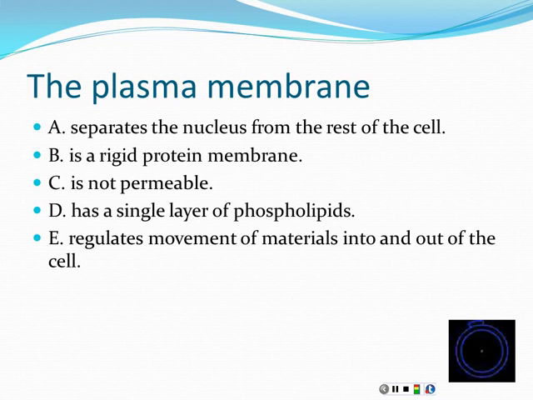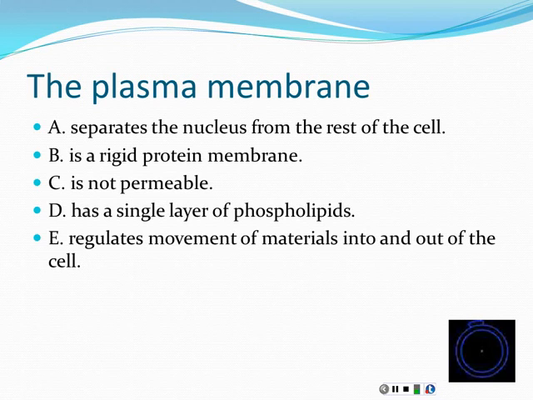All right, I'm going to close it out so we can go on. Okay, so the plasma membrane. So A, separates the nucleus from the rest of the cell. There is a membrane that does that, but it's not the plasma membrane. That's the nuclear membrane, which we'll talk a little bit about more in a minute. Now, the nuclear membrane and the plasma membrane are virtually identical, but it's what they surround that matters.